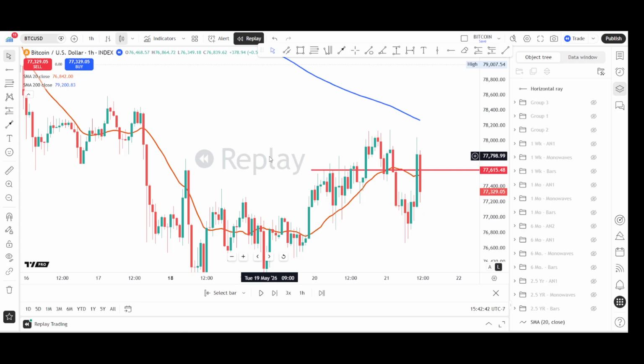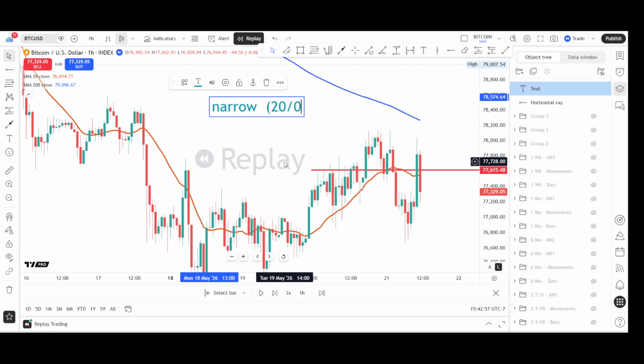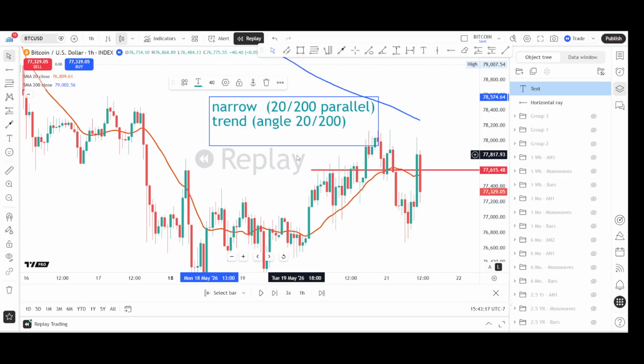And there's 3 locations. What are those 3 locations? Those 3 locations are narrow state, parallel, so that the 20 and the 200 are parallel. You're going to have a trend state, and that's where the 20 and the 200 are at an angle. And you're going to also have a chance to get in.